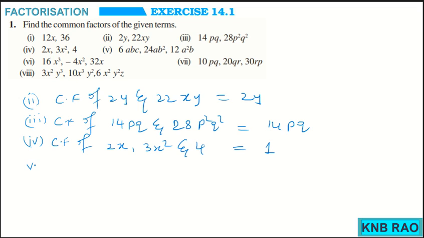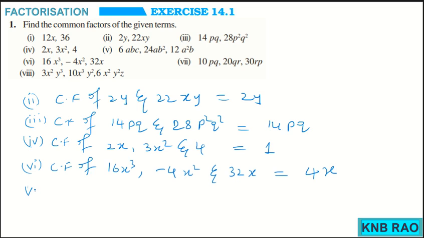In sixth, common factor of 16x cube minus 4x square and 32x. Watch, 4 is a factor of 16 and 4 and 32, so that 4 will come. x being there in all the 3 terms, one time will come as a common factor, and it is positive 4x. Either you can take, and negative also you can take, provided the other terms become negative. So 1 is alone, minus 1 is alone in this, so I am not taking.